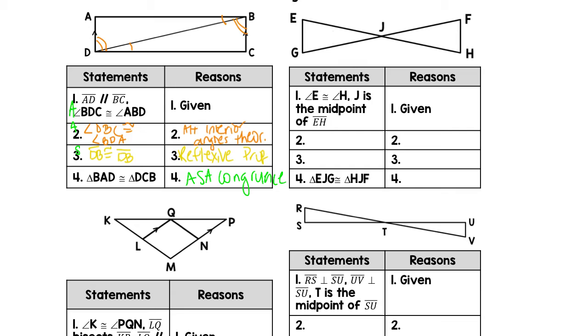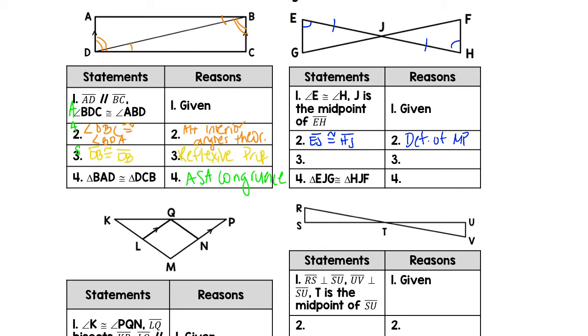Let's try another one. We have angle E is congruent to angle H. J is the midpoint of EH, and those are all given. Well, let's do the obvious first. If J is the midpoint, that means EJ is congruent to HJ. So segment EJ is congruent to segment HJ, and that's the definition of midpoint.